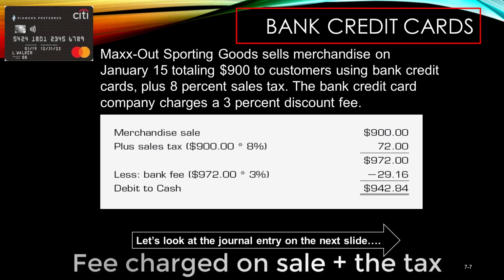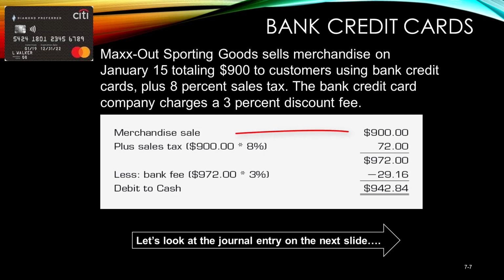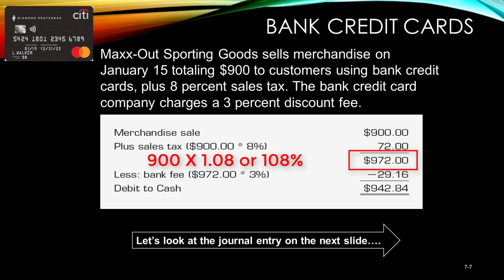So in this case, we have a company that sells merchandise of $900 to customers who use their bank credit cards. There is an 8% sales tax in this state. So the first step is to calculate the amount including the tax. A shortcut here would have been to take the $900 times 108%. That would give you the $972. That's the amount subject to the 3% bank fee.